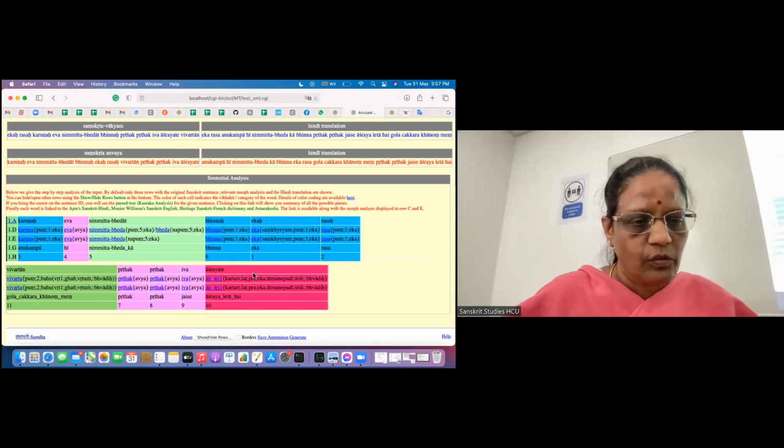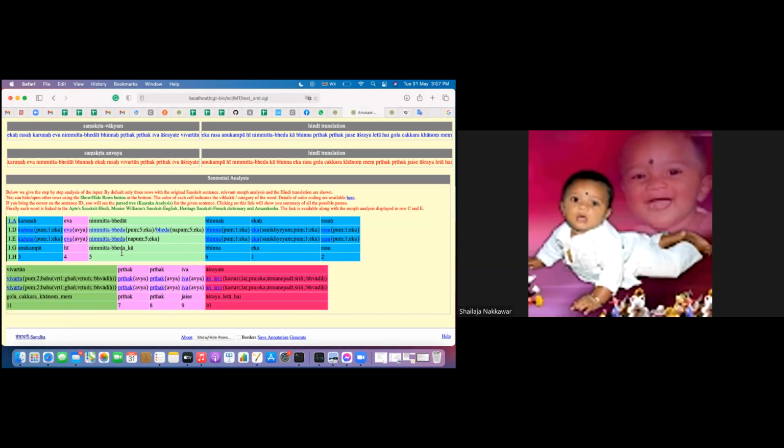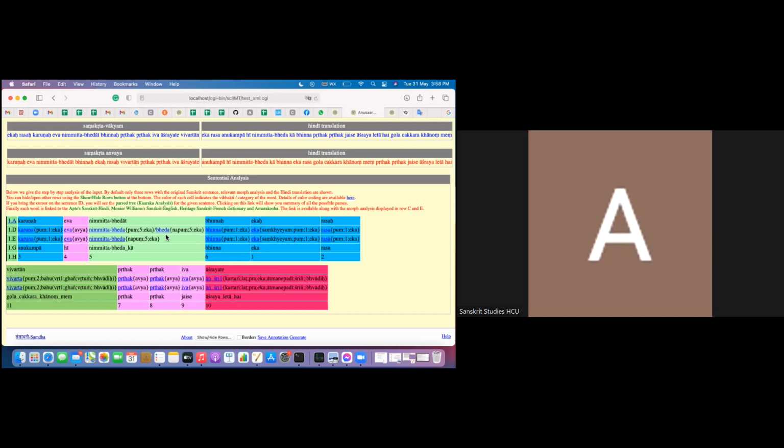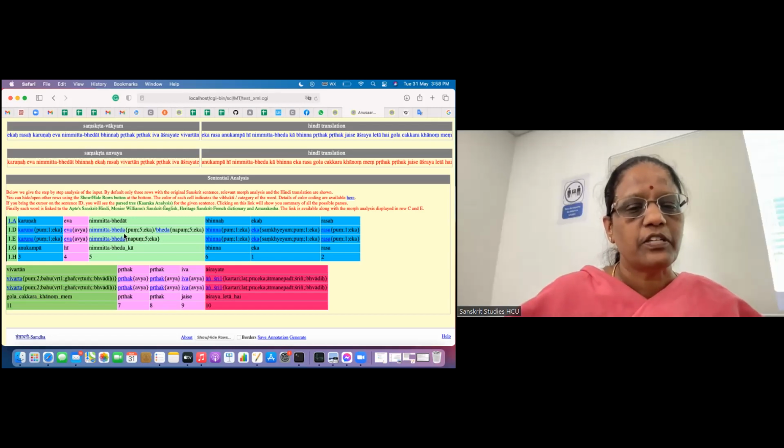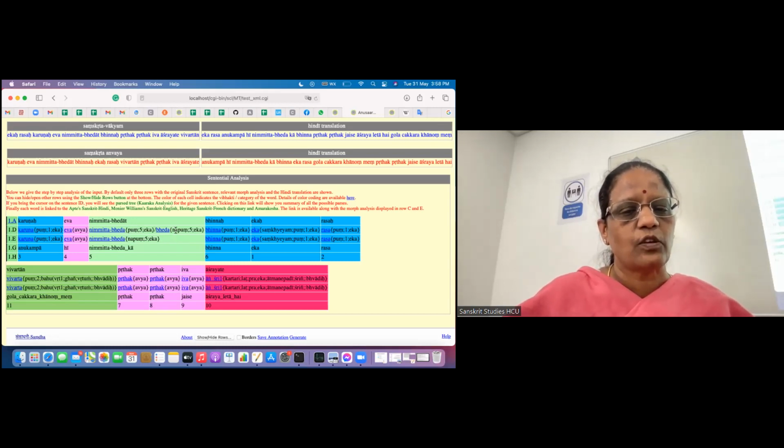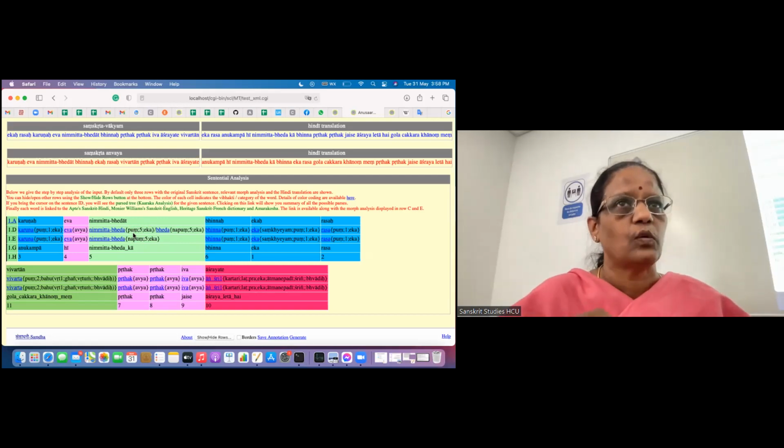Similarly, here is a sentence where only one word is ambiguous at the morphological level. So the machine shows both analyses, and then one can choose, depending on the context, whether it is masculine or neuter. The machine had chosen neuter for some reason, but it might be wrong and it should be masculine. If you feel so, you can go back and select the correct one.